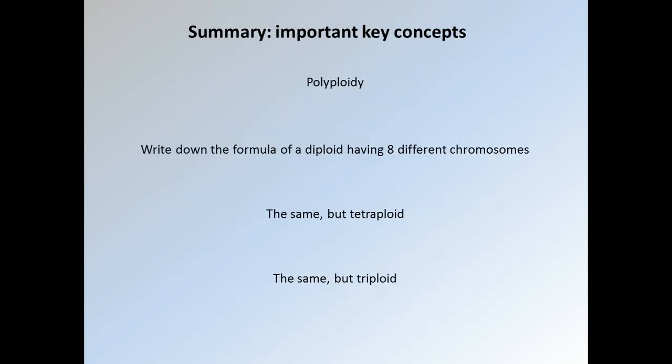But before, here is the first quiz. The first question, I ask you to define what is polyploidy. Then I will ask you to write down the formula: you have a species which has 8 different chromosomes. What if this species is diploid? Can you write the formula using n, x, and numbers? The same, but this time this species is tetraploid, and finally, let's say this species is now triploid. So write down the formulas for all of this. Good luck.